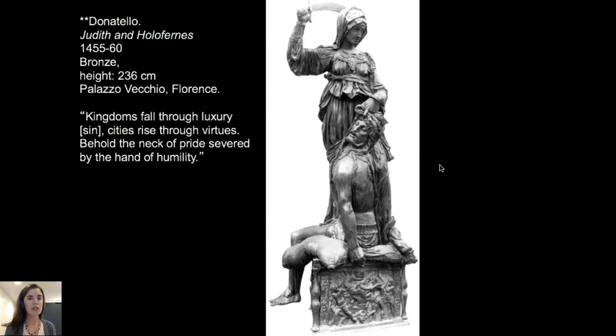There is an inscription on this: "Kingdoms fall through luxury or sin, cities rise through virtues. Behold the neck of pride severed by the hand of humility." So this idea that a very ancient story could be repurposed for an Italian Renaissance audience.